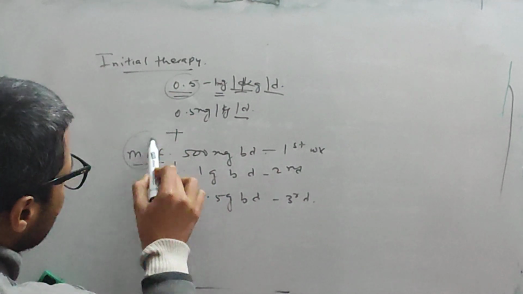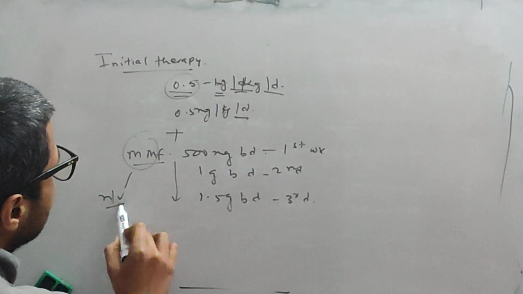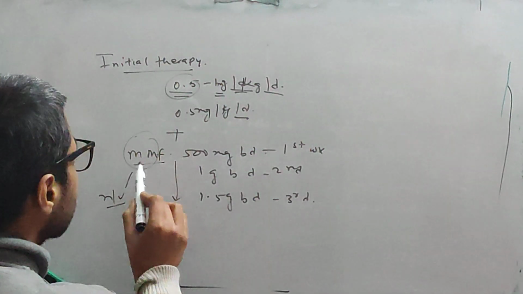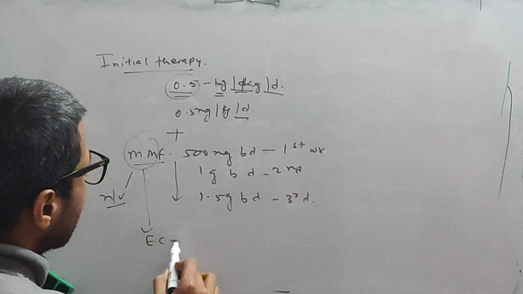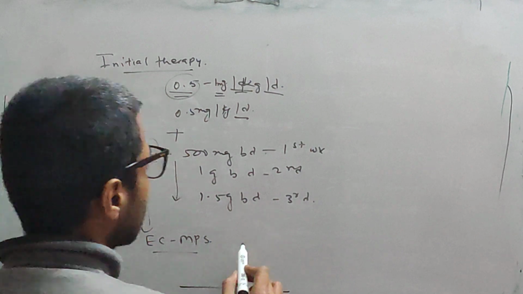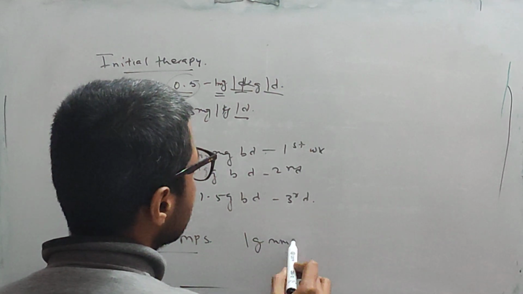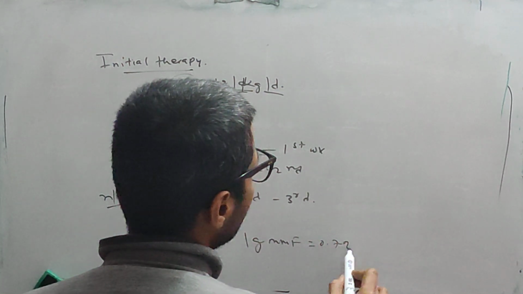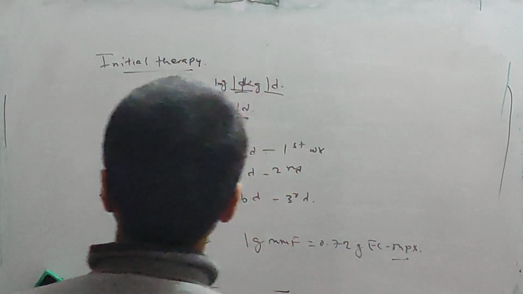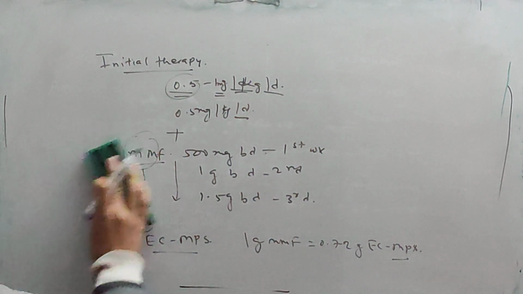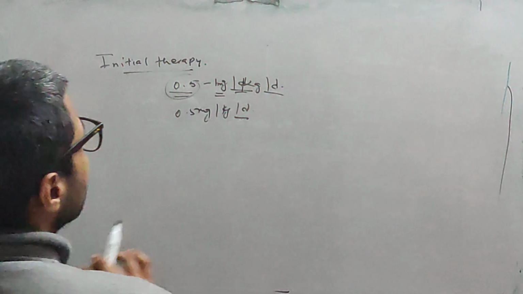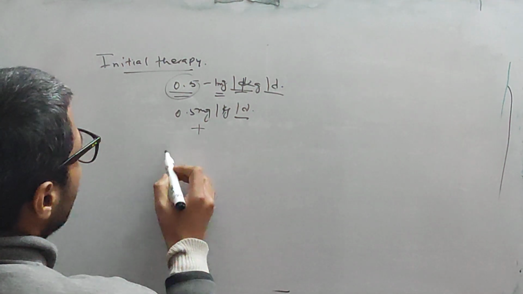Because it is associated with gastrointestinal side effects like nausea, vomiting, diarrhea. So if patient experiences GI side effects, consider changing to enteric coated mycophenolate sodium, which has less GI side effects. And regarding conversion factor, 1 gram mycophenolate mofetil is equal to 0.72 gram enteric coated mycophenolate sodium. Okay, so you can use mycophenolate, or if patient cannot tolerate mycophenolate, then you can also give cyclophosphamide.